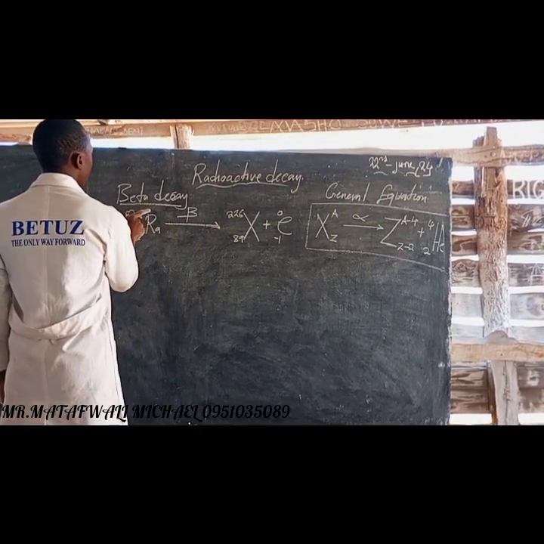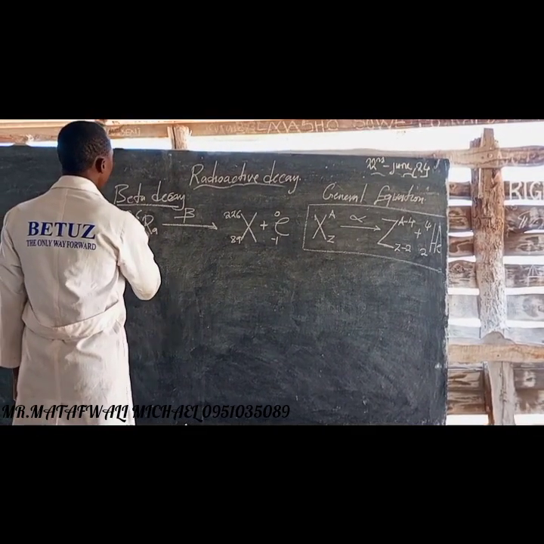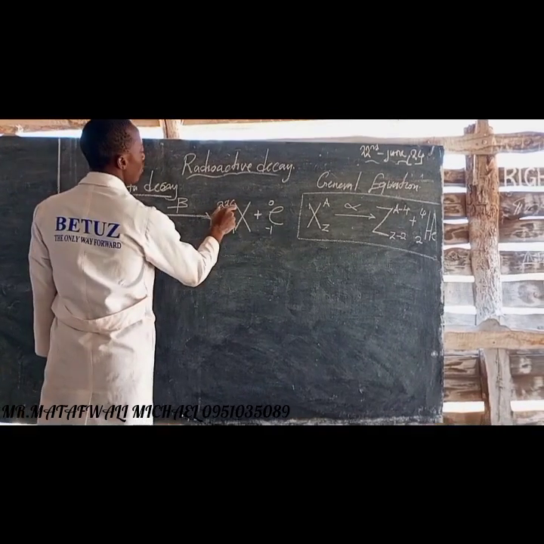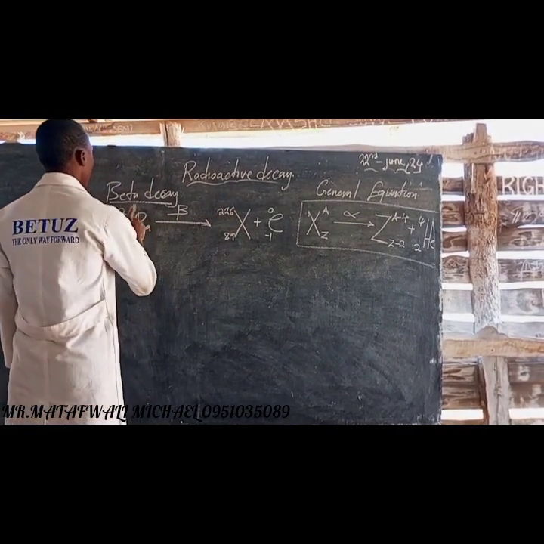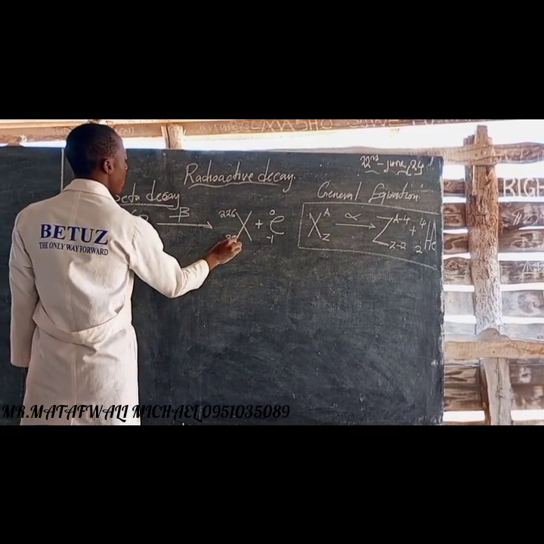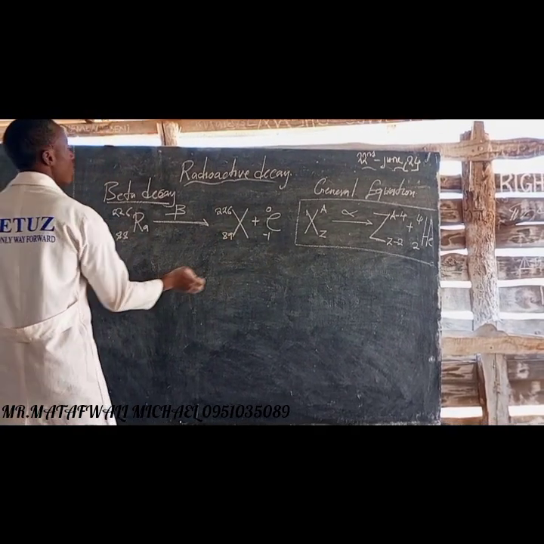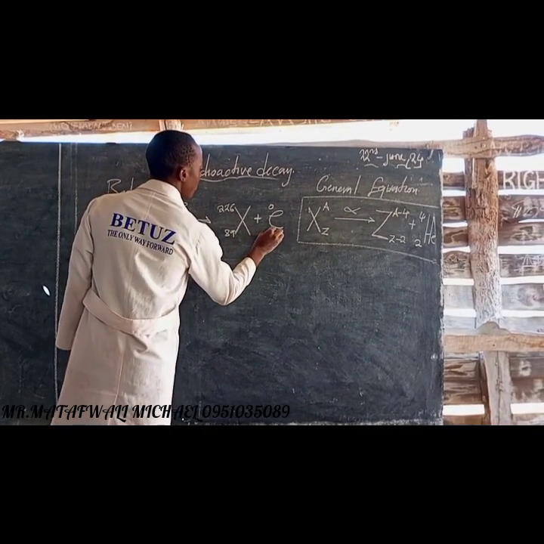When you see the mass number here, it is 226, and here it is 226, since 226 plus 0 is 226. So the equation is balanced, and the proton number is the same, because here we have a -1.